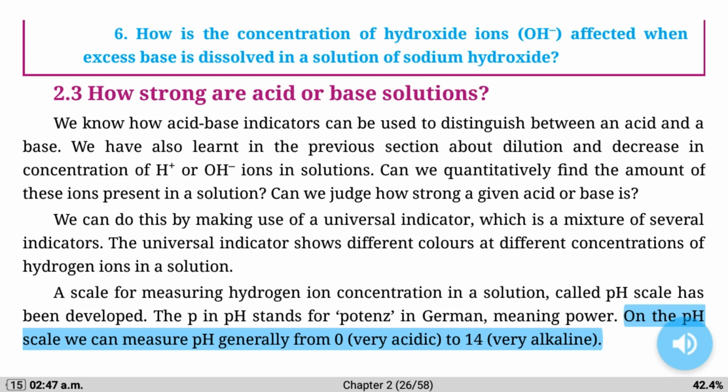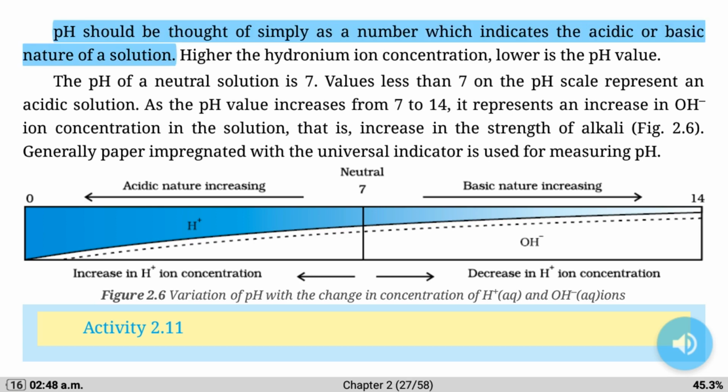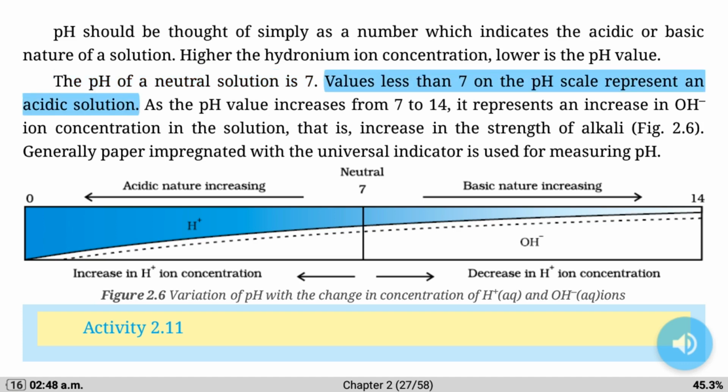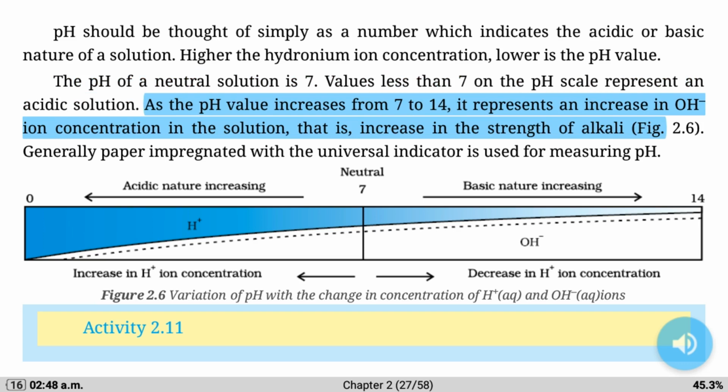On the pH scale, we can measure pH, generally from 0 very acidic to 14 very alkaline. pH should be thought of simply as a number which indicates the acidic or basic nature of a solution. Higher the hydronium ion concentration, lower is the pH value. The pH of a neutral solution is 7. Values less than 7 on the pH scale represent an acidic solution. As the pH value increases from 7 to 14, it represents an increase in OH- ion concentration in the solution, that is, increase in the strength of alkali.